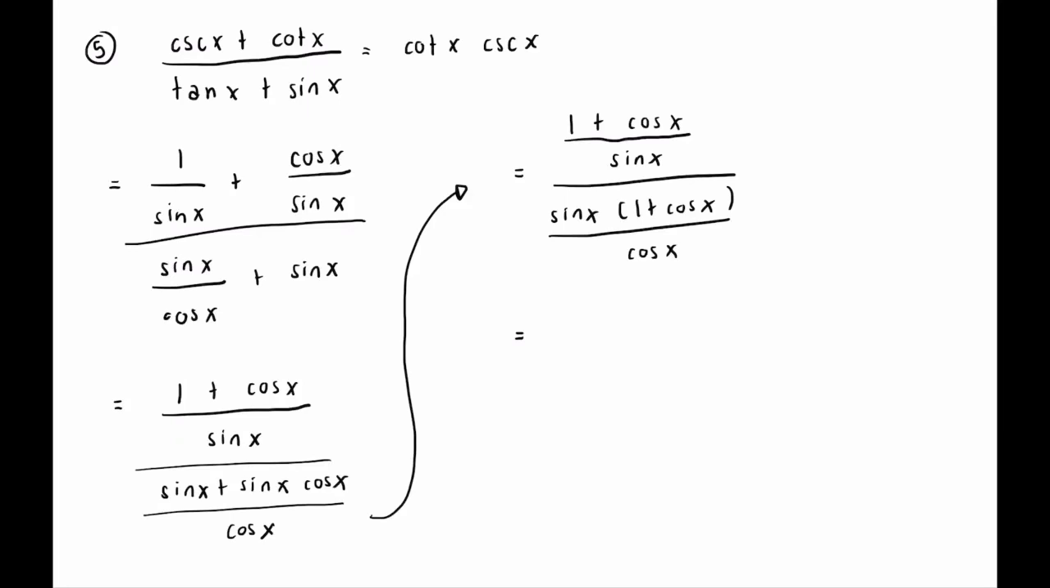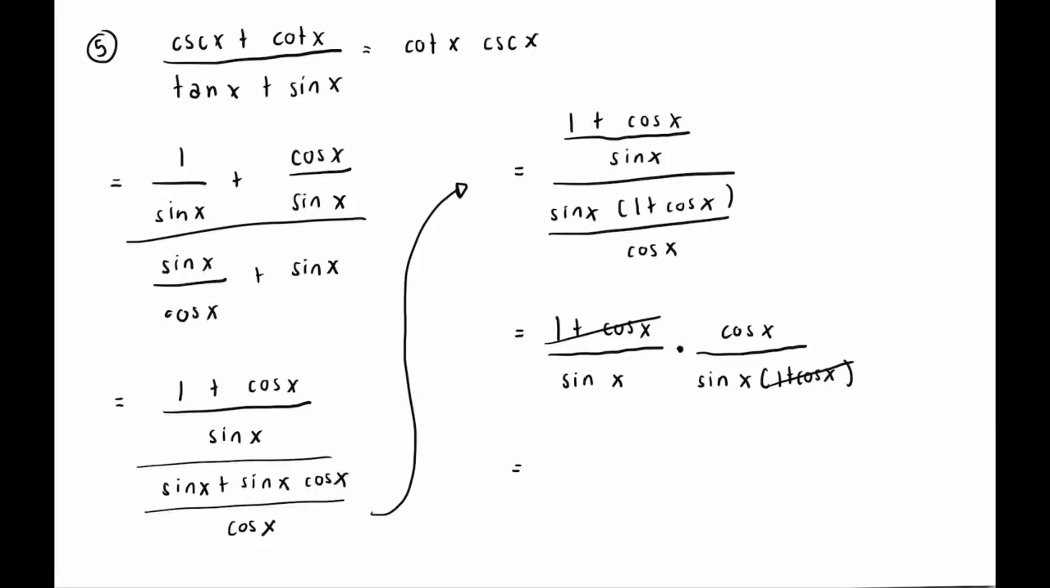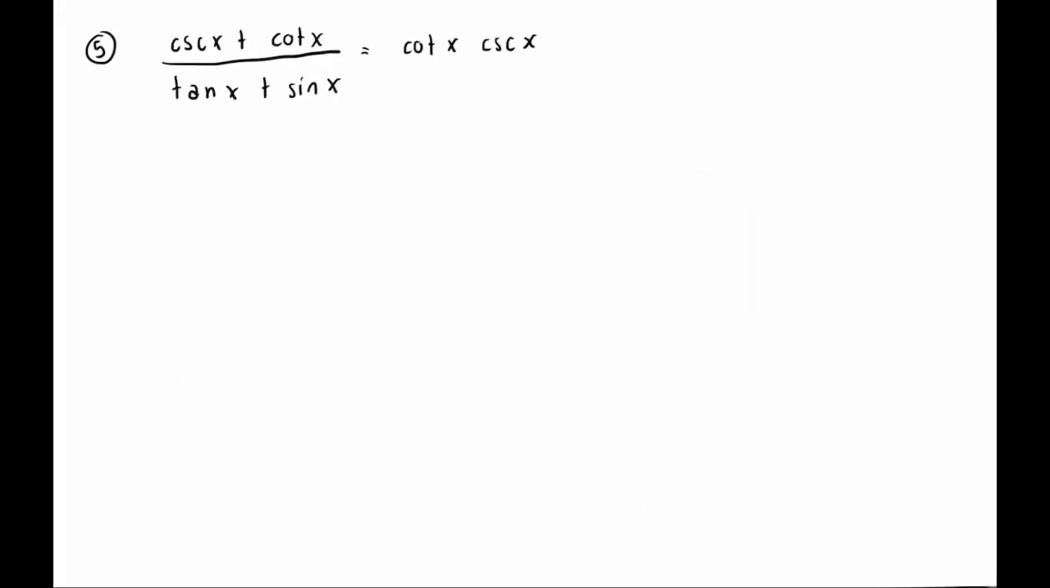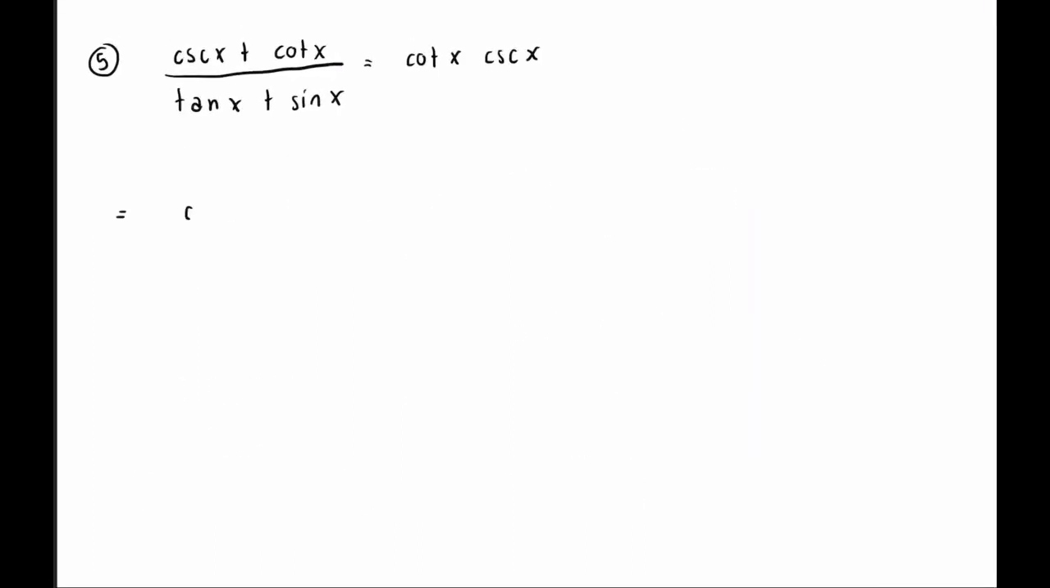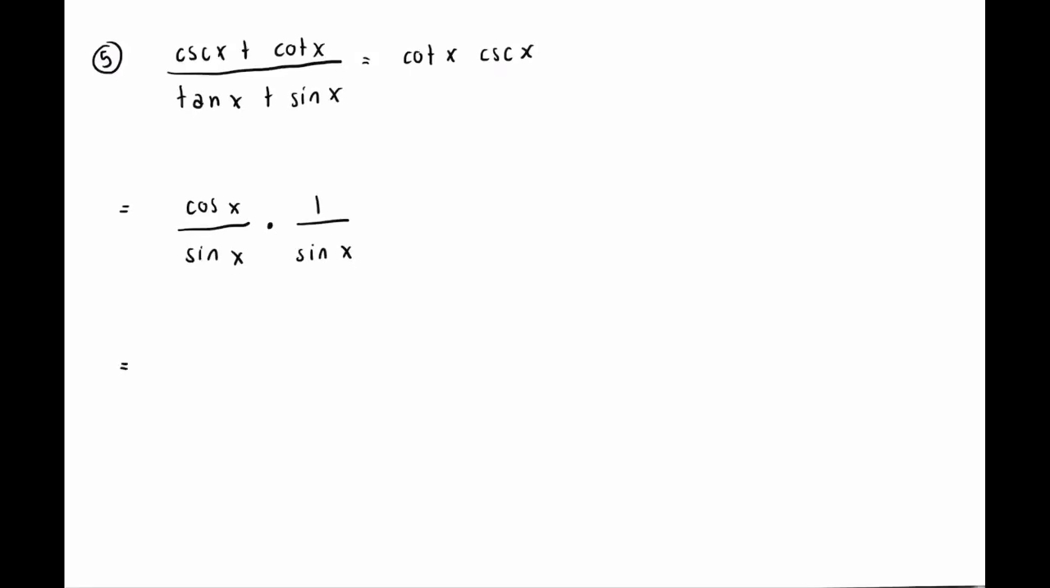Then we can cancel out 1 plus cosine x over 1 plus cosine x because it is also equal to 1. That gives us cosine x over sine squared x. After that, we can factor out 1 over sine x, and that gives us 1 over sine x times cosine x over sine x, which is also equal to cotangent x times cosecant x, and thus proves that the equation is correct.